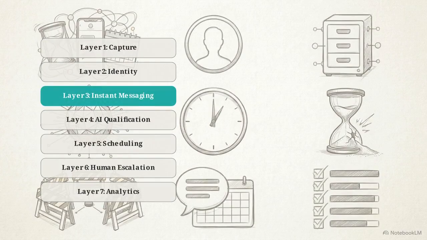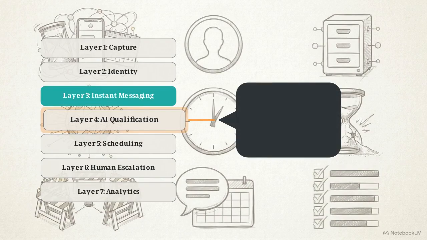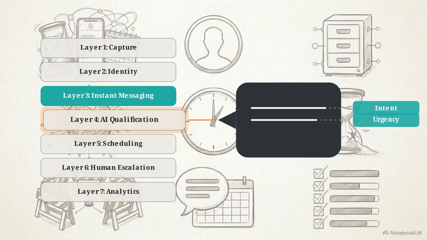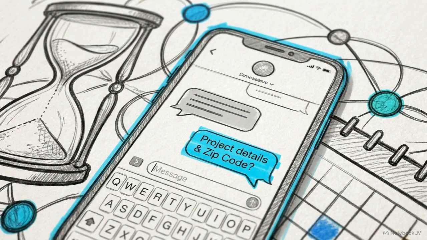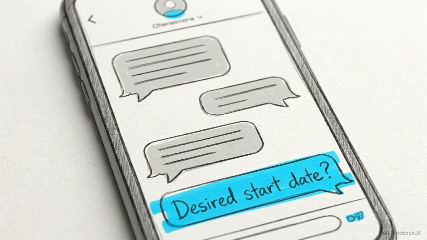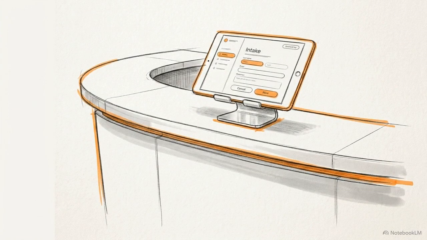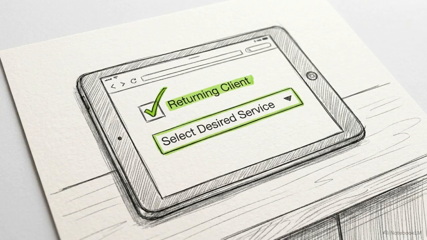Now we connect Layer 4, AI qualification. You will program the AI assistant to follow up by asking 1 to 3 highly specific qualifying questions. For example, a contractor's workflow should prompt the AI to ask the prospect what type of project they need help with, where the property is located, and when they want to start the work. In contrast, a medical spa workflow requires different data, prompting the AI to ask if the prospect is a returning client and what specific service they desire.